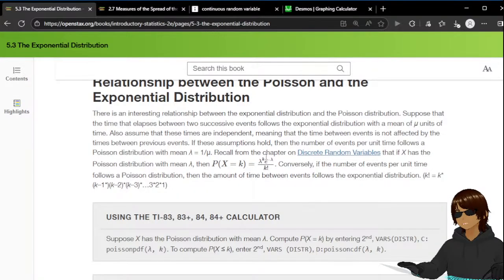The formula is lambda to the power of k times e to the power of minus lambda, divided by k factorial. Conversely, if the number of events per unit time follows a Poisson distribution, then the amount of time between events follows the exponential distribution.